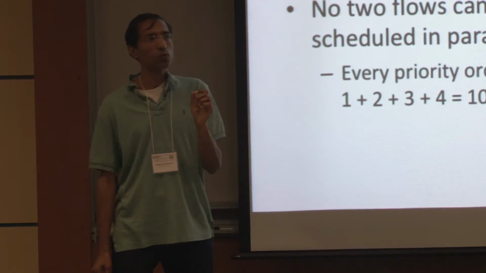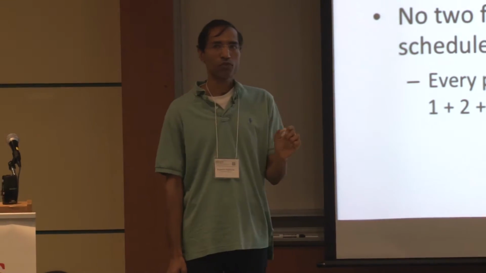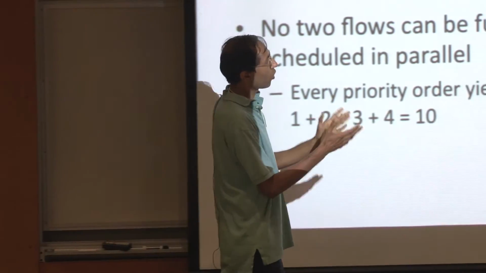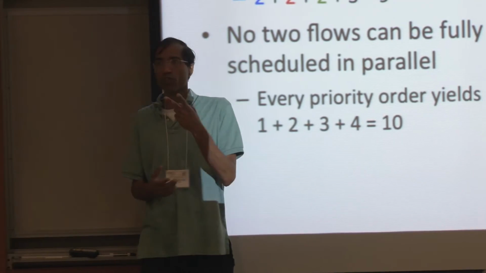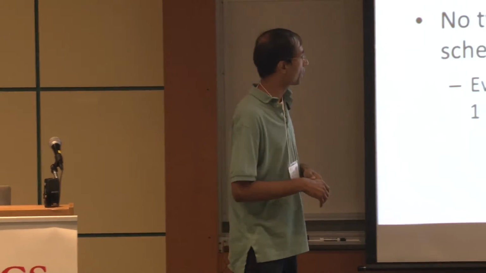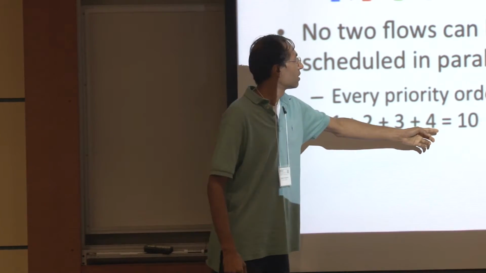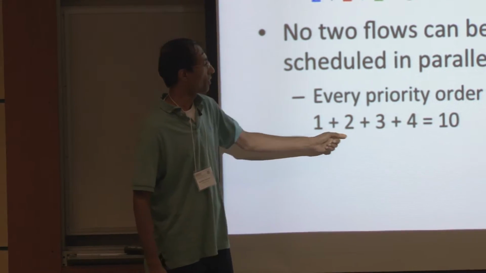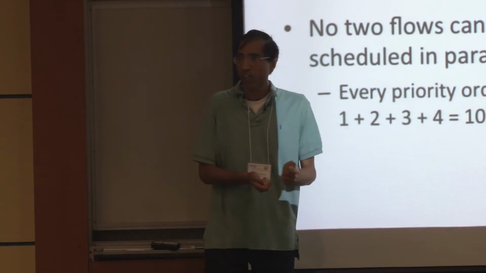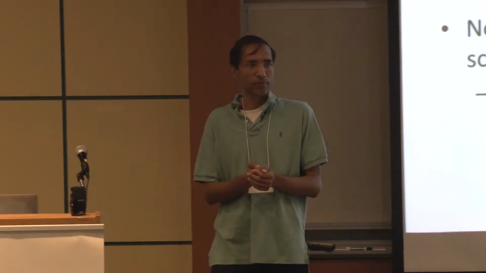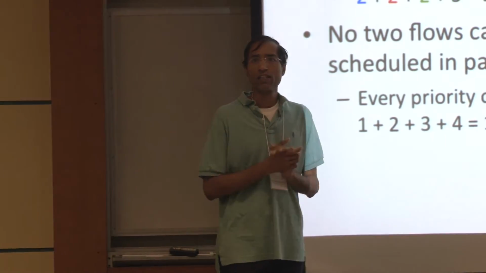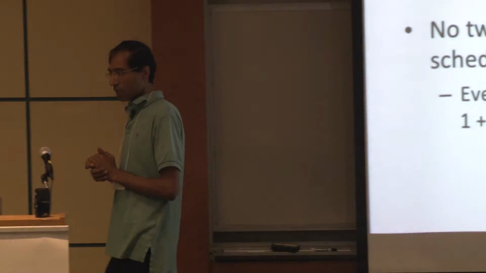But if you decide to give the entire bandwidth for a link to one or the other, then since there are overlaps, you can never have more than one flow at the same time. And if you can never have more than one flow at the same time, the only completion time you can get is 1 plus 2 plus 3 plus 4 equals 10. So there is no particular priority order that's going to work in this setting. You have to figure out when to share, when not to share in your solution.